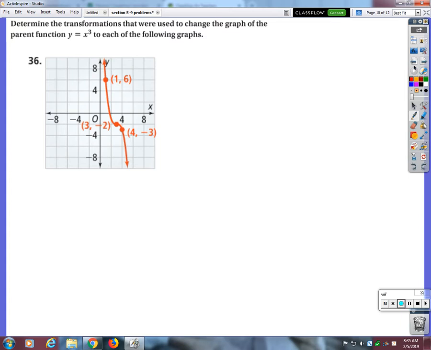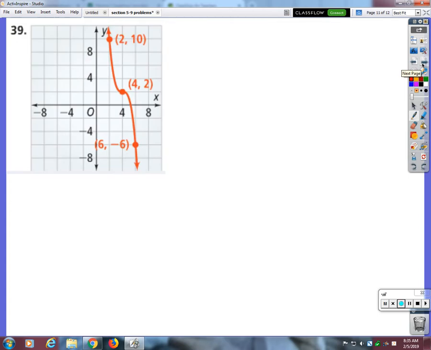Describe the transformations that were used to change the graph. So we started with y equals x cubed. And then we ended up with that nonsense. Anybody have any bright ideas? What's going on there? Kat?